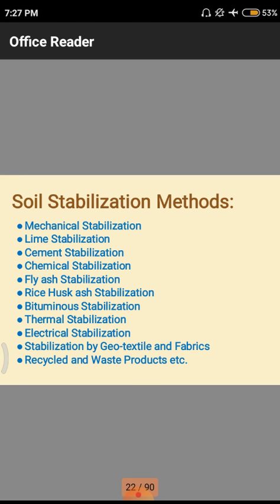In the previous class, we discussed different techniques involved in the stabilization of soils. But today we have to discuss these methods and their utilities. In this particular topic, we have a total of 11 methods. In these 11 methods, a few methods are repetitive methods.